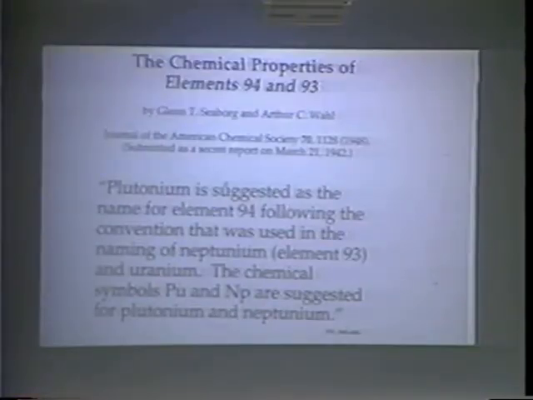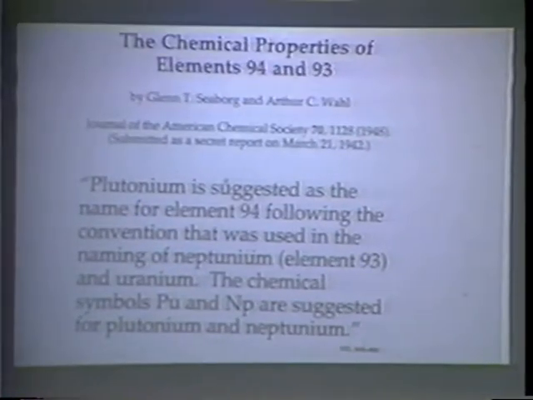But we wrote a report, and in that report, which we sent to Washington in 1942, it was actually published after the war in the Journal of the American Chemical Society, and here is a reproduction showing the exact wording where we made the suggestions for the name plutonium and the symbol Pu.